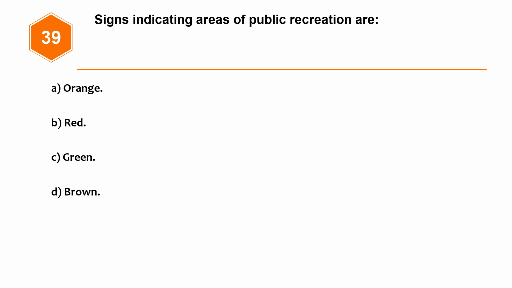Question 39. Signs indicating areas of public recreation are Option A, orange. Option B, red. Option C, green. Option D, brown.